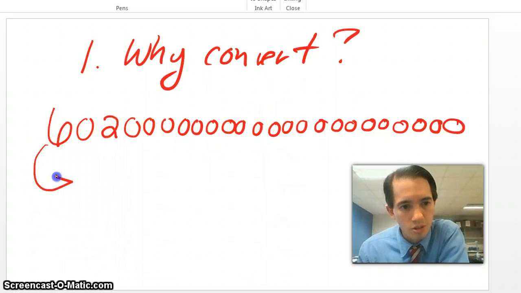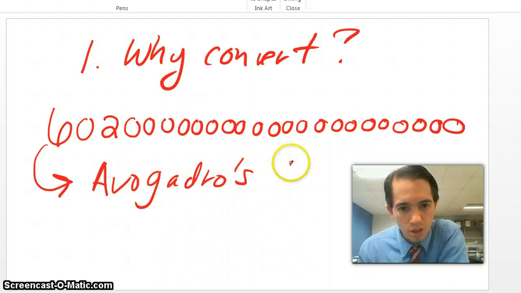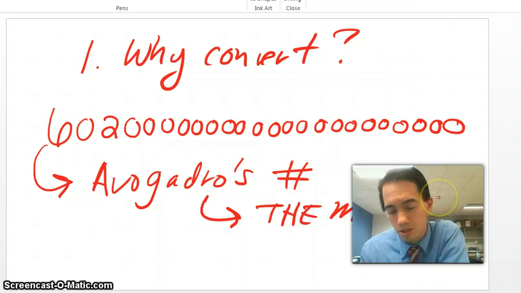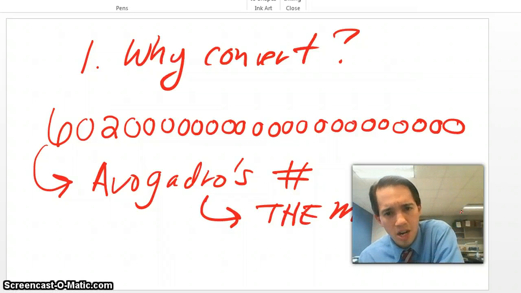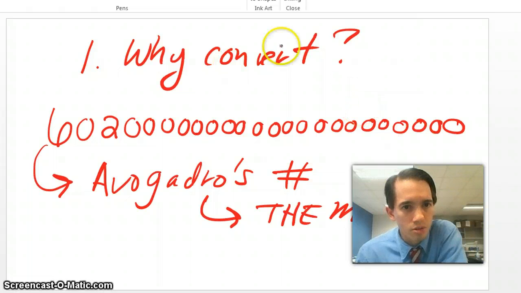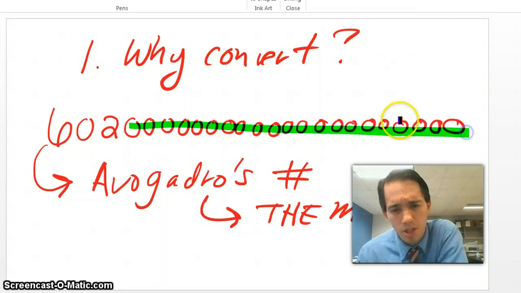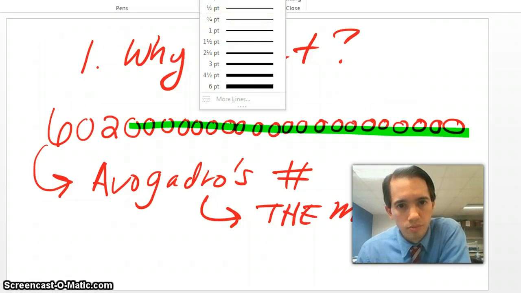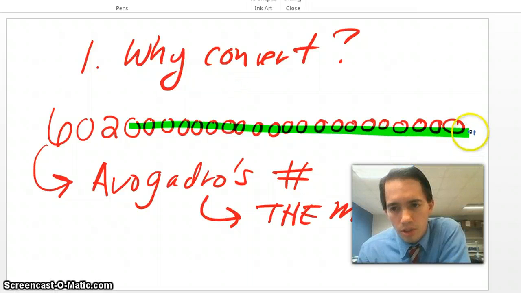It turns out this is actually called Avogadro's number, which we'll talk about when we talk about the mole. But what you need to know about this number right now is that it's really big, and the way to make it a little bit more manageable is to get rid of all of these zeros. So we're going to eliminate these zeros. How are we going to do that? Well, we're going to have to move our decimal point, which is now located right here, all the way over to here.